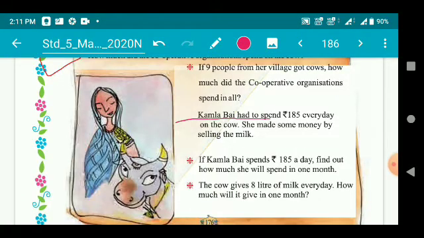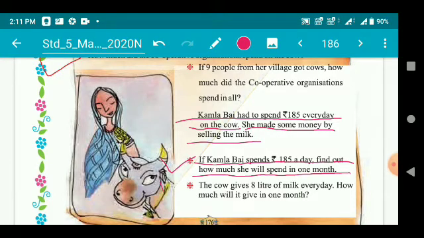Kamalabai had to spend rupees 185 every day on the cow. She made some money by selling the milk. So here, if Kamalabai spends rupees 185 a day, find out how much she will spend in 1 month. And the cow gives 8 liters of milk every day. How much will it give in 1 month? So first let us find out in 1 month spent by Kamalabai, and then we will find out the milk given by cow.